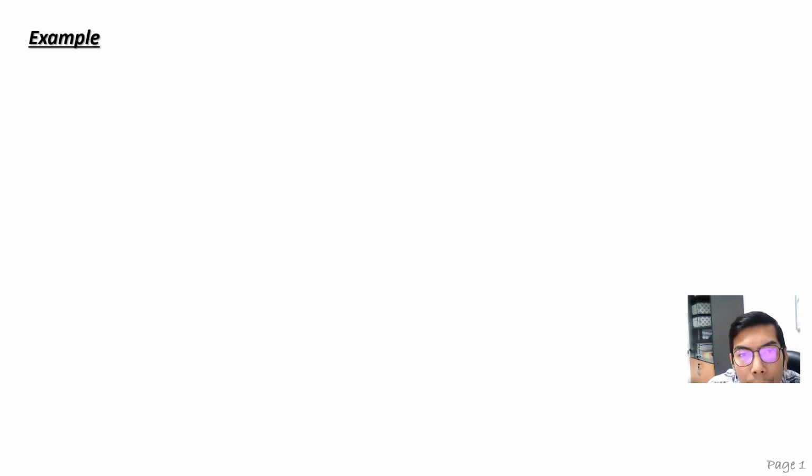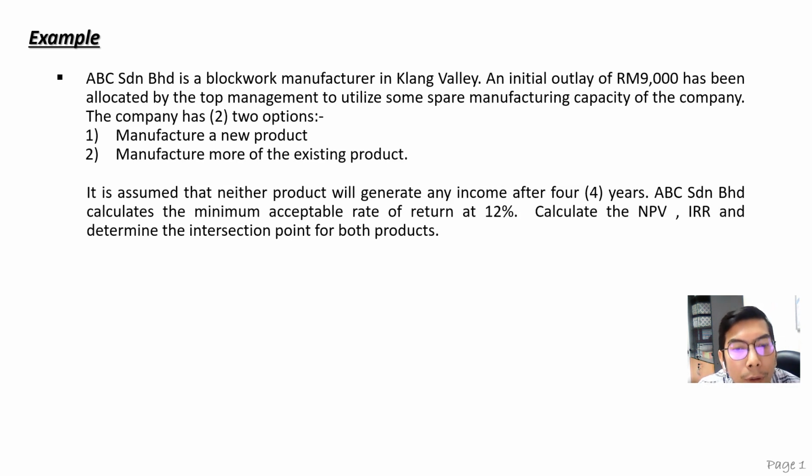Okay, now we're going to have a look at an example of how we can apply the NPV and IRR technique. In this example, ABC Berhad is a blockwork manufacturer company in Pulau Pinang. The company has an initial outlay of 9,000 ringgit that has been allocated by the top management to utilize some spare manufacturing capacity of the company. So the company has spare manufacturing capacity and they allocate 9,000 ringgit.